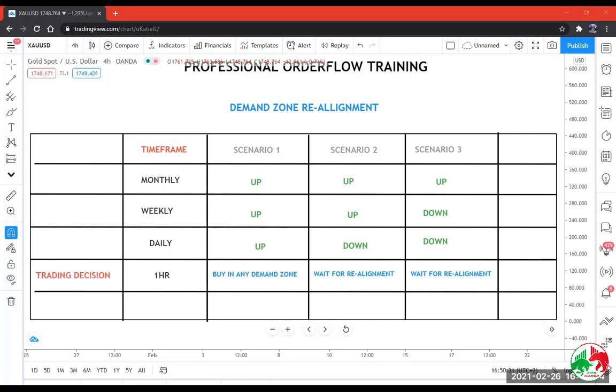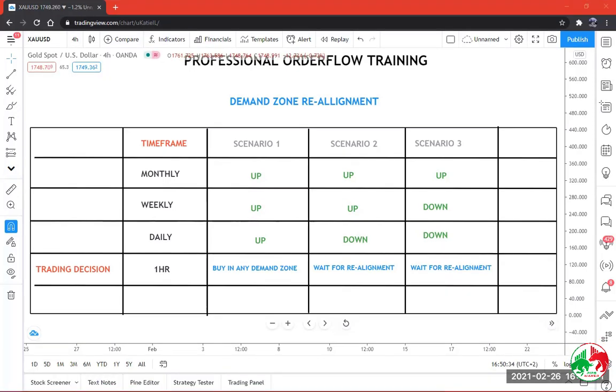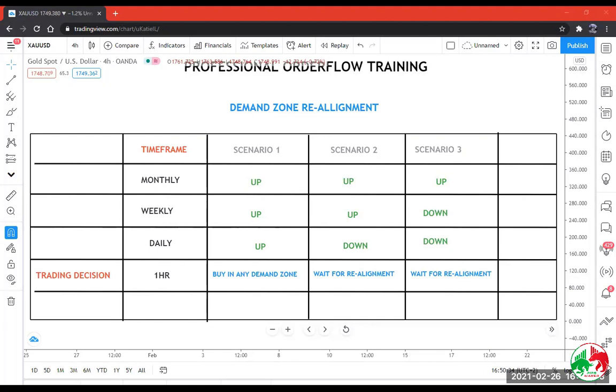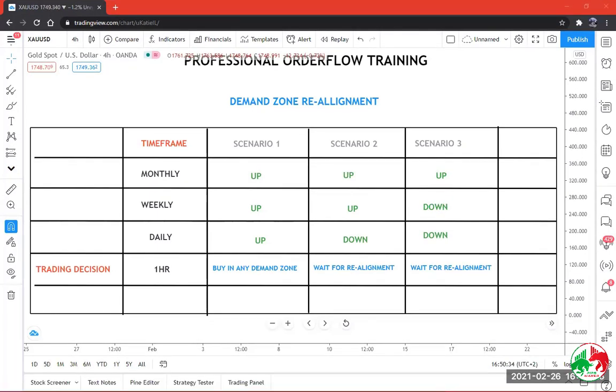Oh, my MT5 doesn't want to open. What's going on here? Okay, it's open now, it's fine.